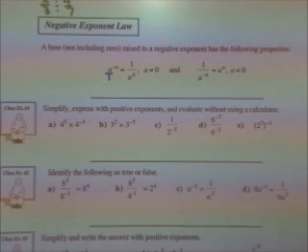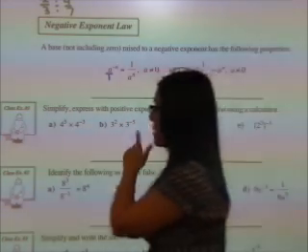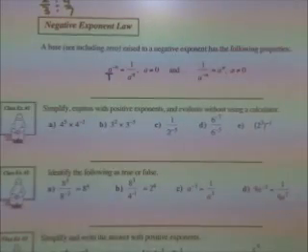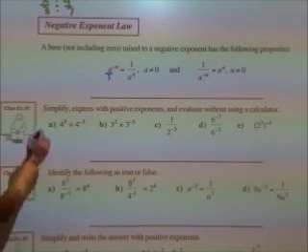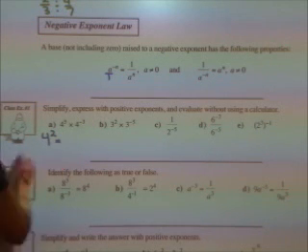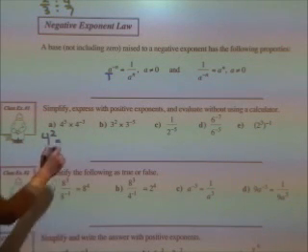So class example number 1, we are going to simplify these, make sure that they all have positive exponents, and then evaluate them without the use of a calculator. So if I look at A, bases are the same, I'm multiplying, what do I do with the exponents? Add them together. 5 plus negative 3 is 2. And what is 4 squared? 16.